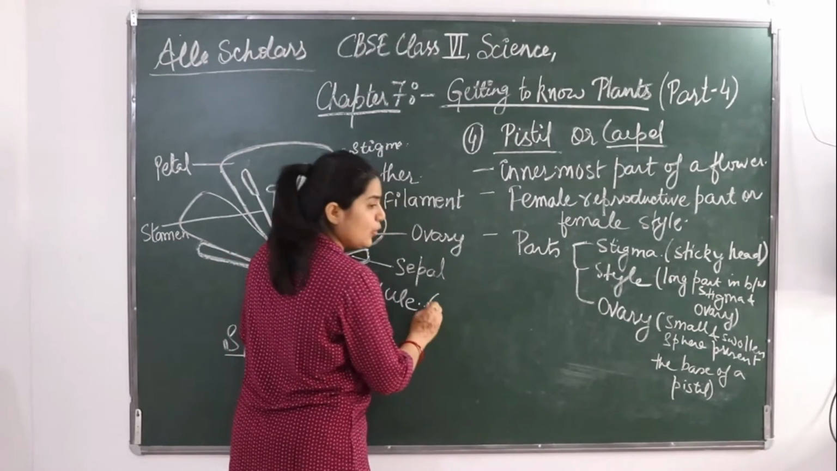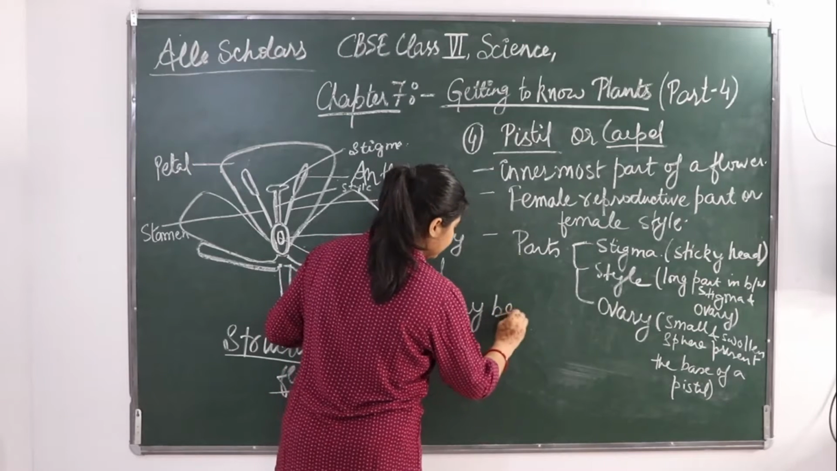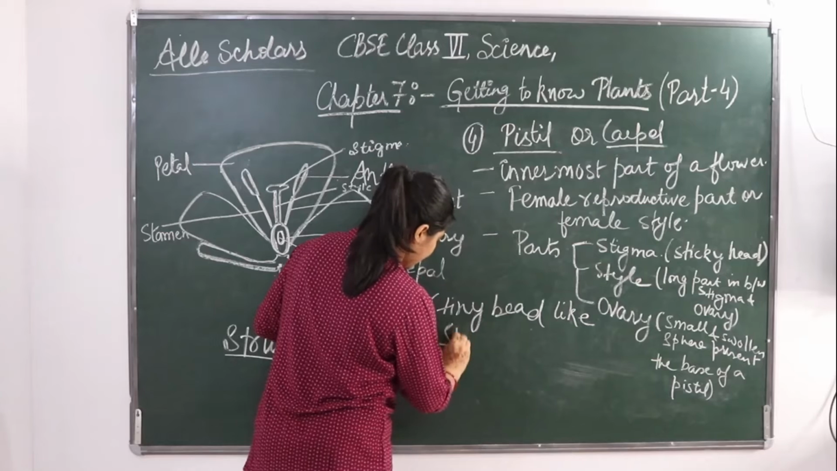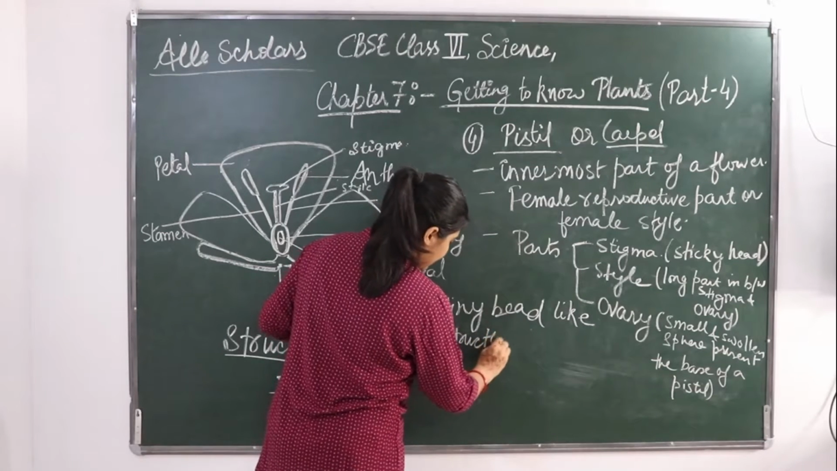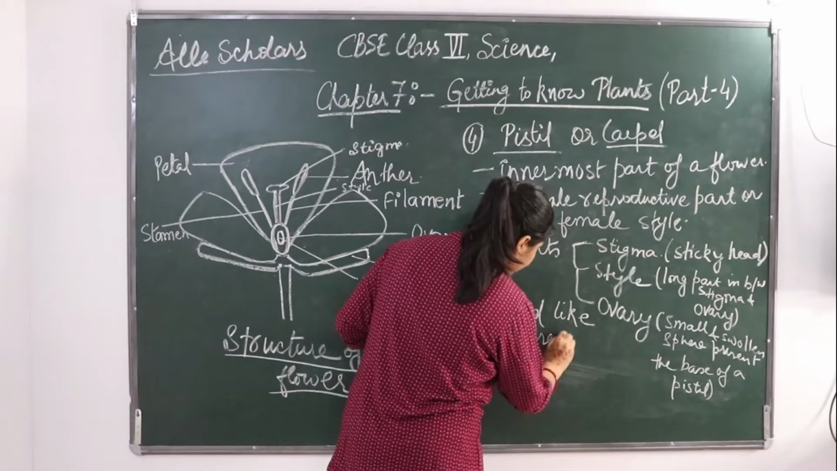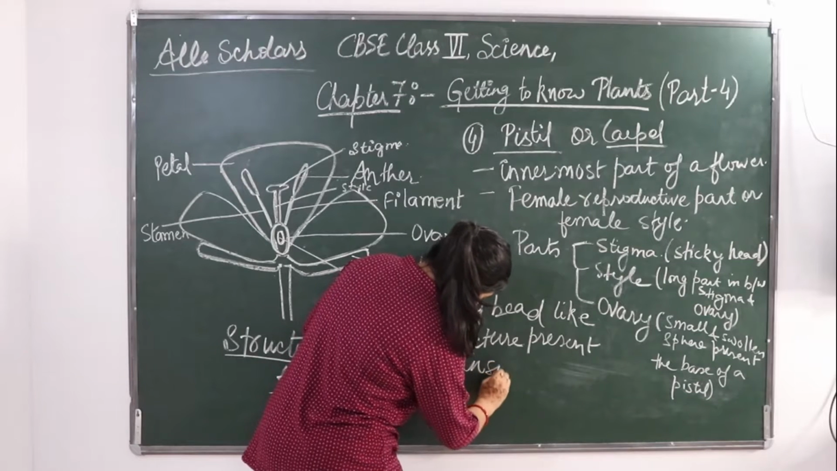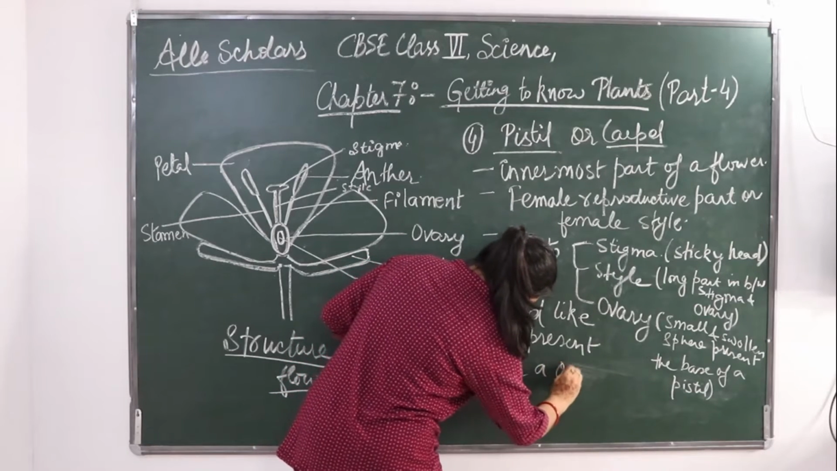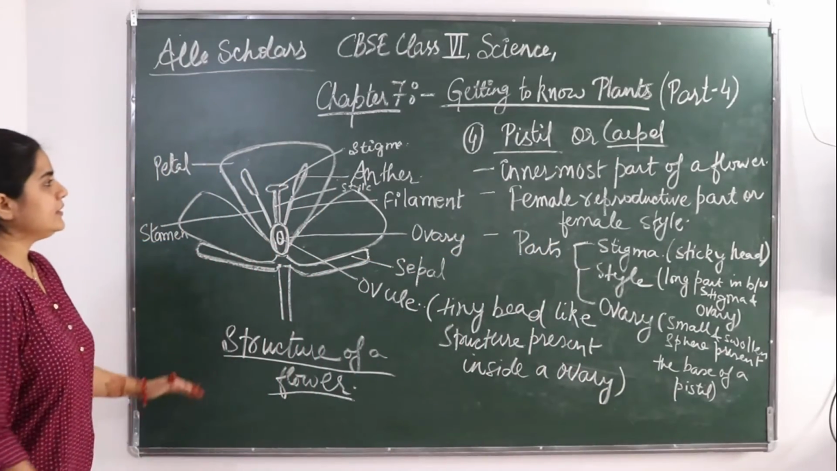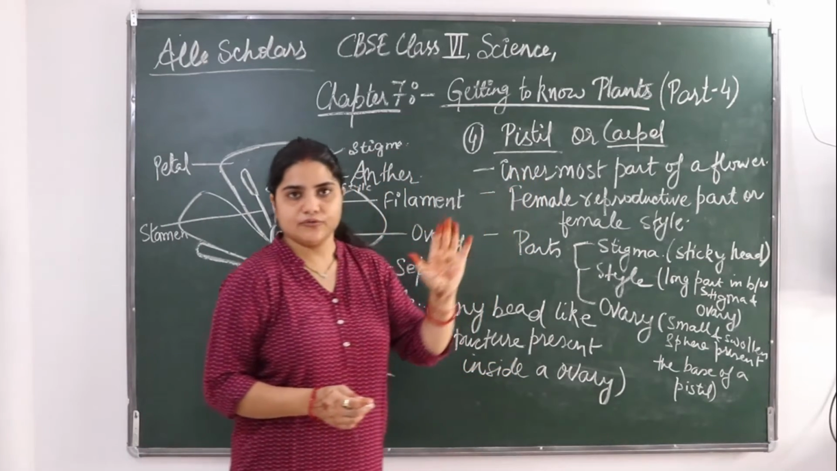So what is ovule? Ovule is a tiny bead-like structure. It is present inside the ovary. Tiny bead-like structure present inside the ovary. Okay, so pistil or a carpel, it is the innermost part of a flower.